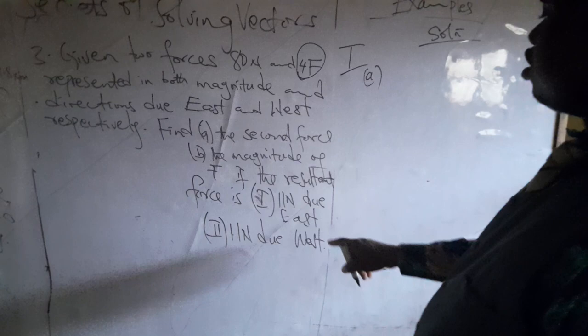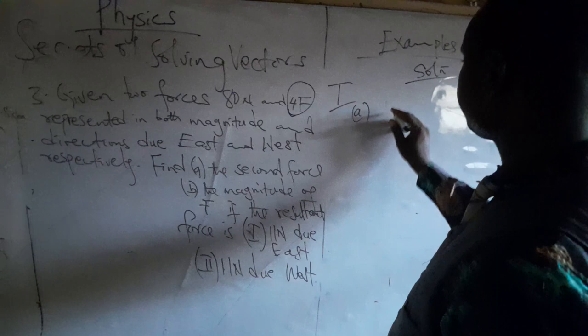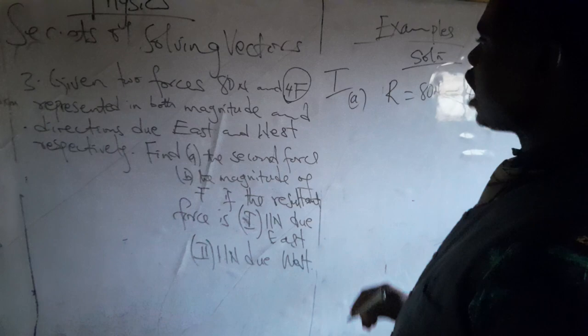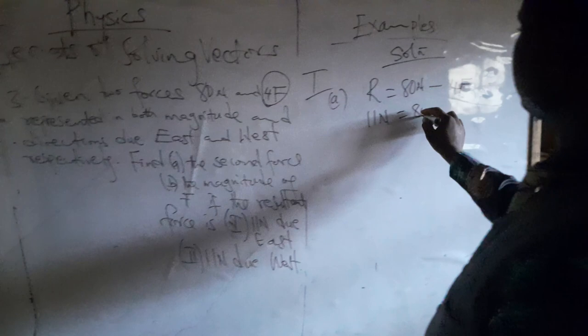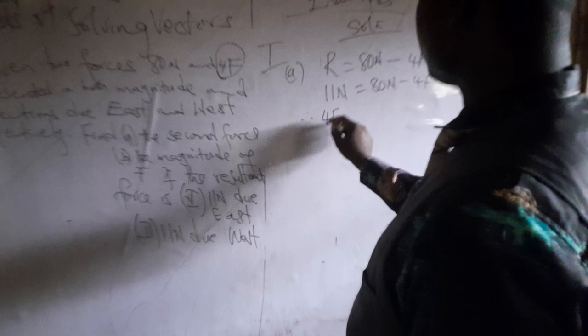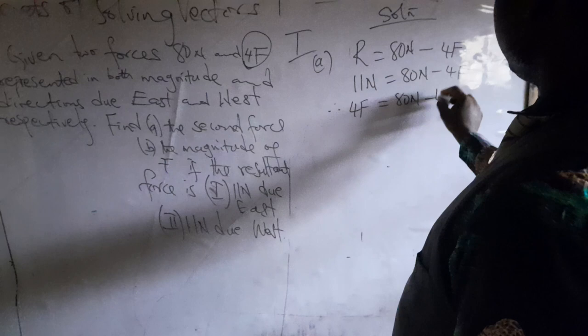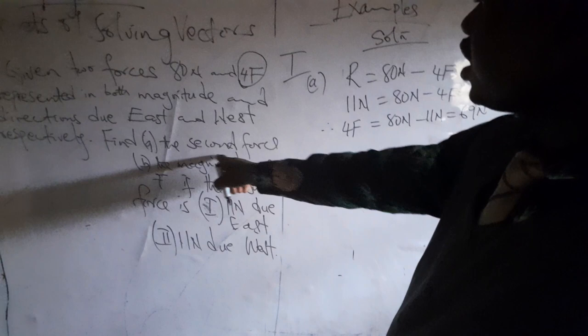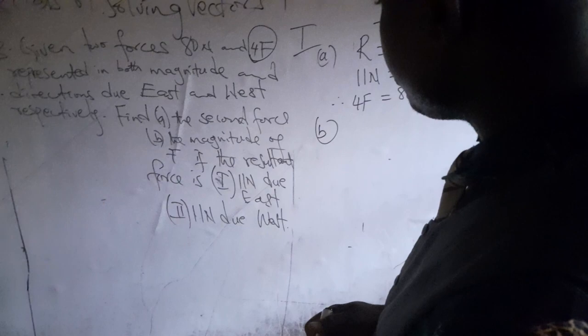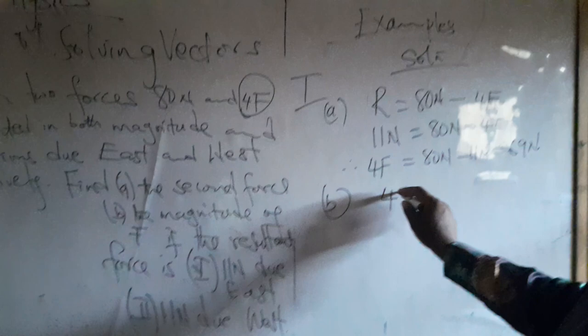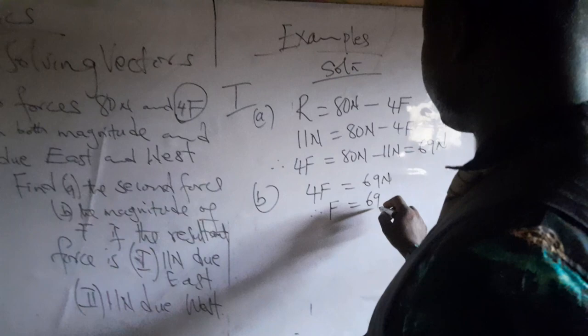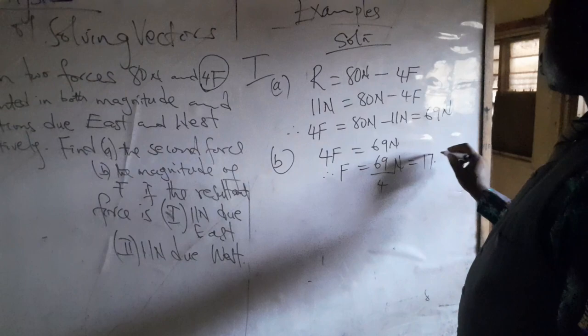So you now say, since it is due east, the resultant is 80 Newton minus 4F. And of course, the resultant here is 11 Newton. So 80 Newton minus 4F equals 11 Newton. By collecting like terms, 4F becomes 80 Newton minus 11 Newton, change the sign as it crosses over. That gives you 69 Newton. That is the second force. Then B, which is the magnitude of F: 4F is 69 Newton, therefore F becomes 69 over 4 Newton. That gives you 17.25 Newton.